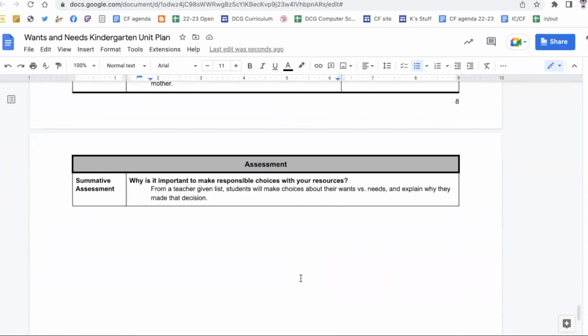The unit ends with a summative assessment in which students answer the compelling question, why is it important to make responsible choices with your resources? As a teacher, you'll provide a list. Students will make choices about their wants and needs and then explain why they made that particular decision.